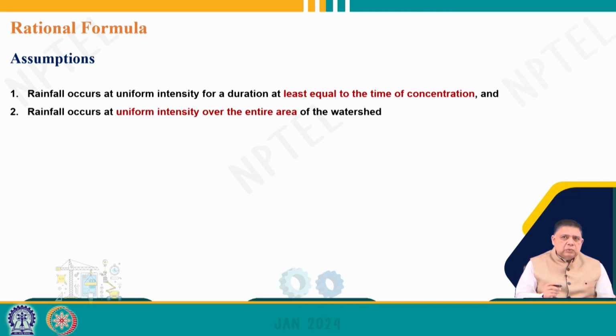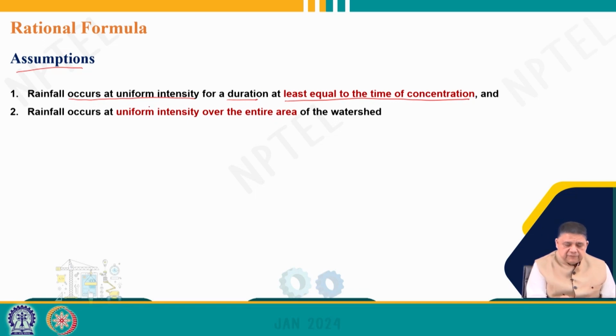There are two significant assumptions on which the rational formula or rational method is based. First, rainfall occurs at uniform intensity for a duration at least equal to the time of concentration. That is why while defining intensity, we say that intensity should have a duration at least equal to the time of concentration. That means whatever the time of concentration of the watershed, for that duration the intensity of rainfall remains constant, whatever value we take.